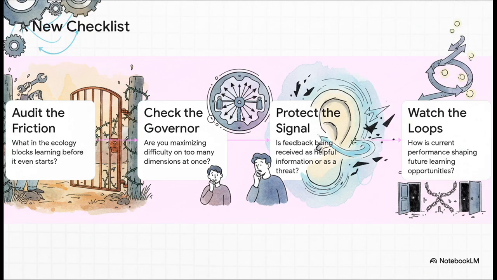First, audit the friction. What in the environment is making it hard to learn? Second, check the governor. Are you demanding too much too soon? Third, actively protect that feedback signal. Make sure it's being received as information, not threat. And fourth, watch those opportunity loops. Make sure that competence is being built, not accidentally stifled.